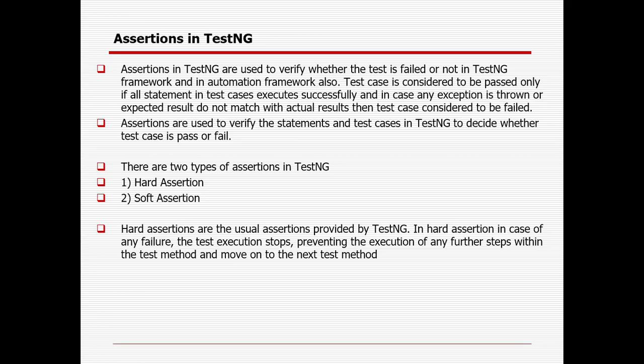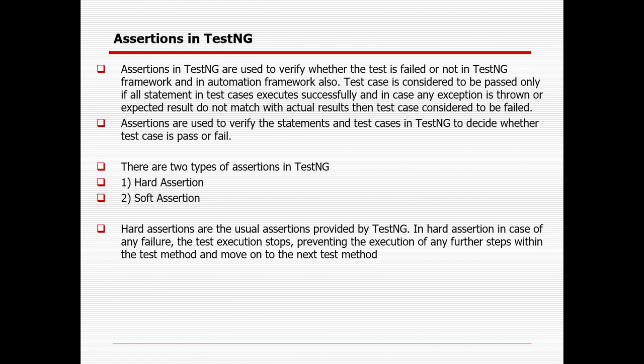Assertions in TestNG are used to verify whether the test has failed or not, in the TestNG framework and in automation frameworks also. The test case is considered passed only if all the statements in the test case execute successfully. If any exception is thrown, or the expected result does not match the actual result, the test case is considered failed. There are two types of assertion in TestNG: hard assertion and soft assertion. With a hard assertion we can definitely check it, and if something fails, it will fail the test case.